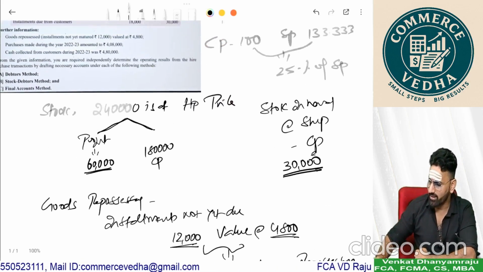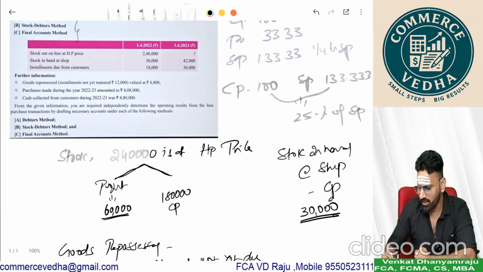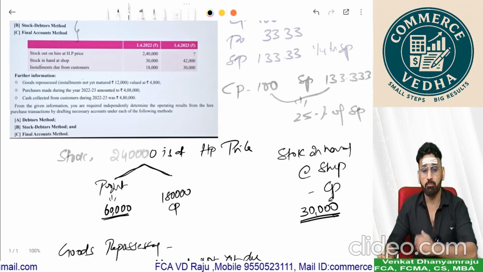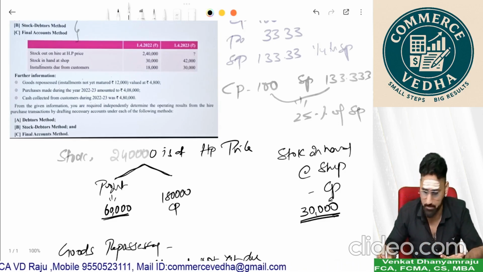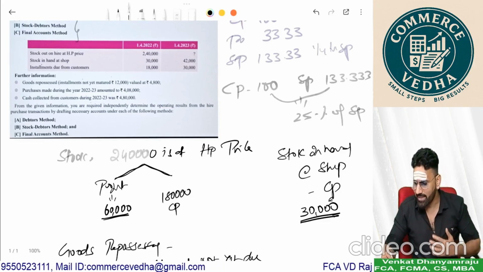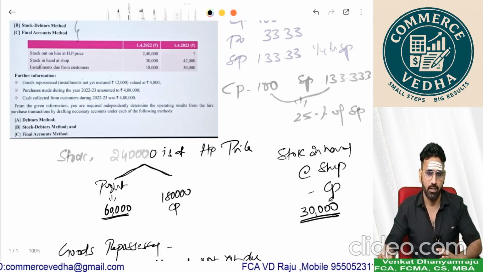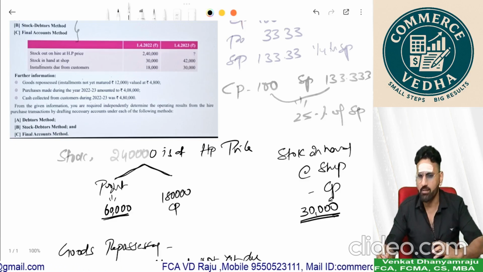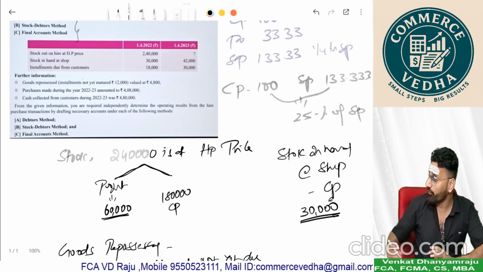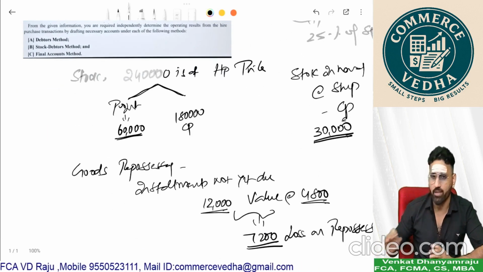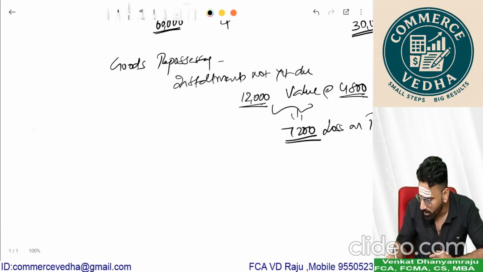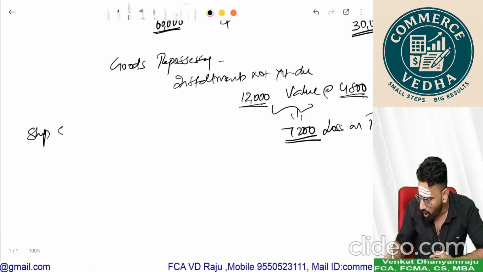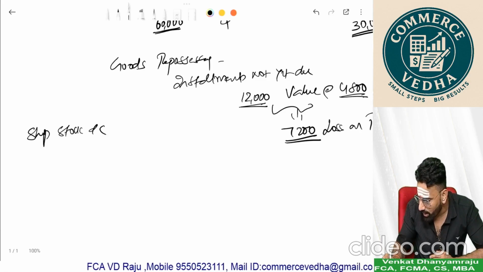Now, with this information, next it says purchases made during the year, purchases made by the company. We didn't know how much was sold during the year, and cash collected from customers 4,80,000. So we should identify how much is the sale. Before going to the question, we also need to do certain other important things. Number one, shop stock account.